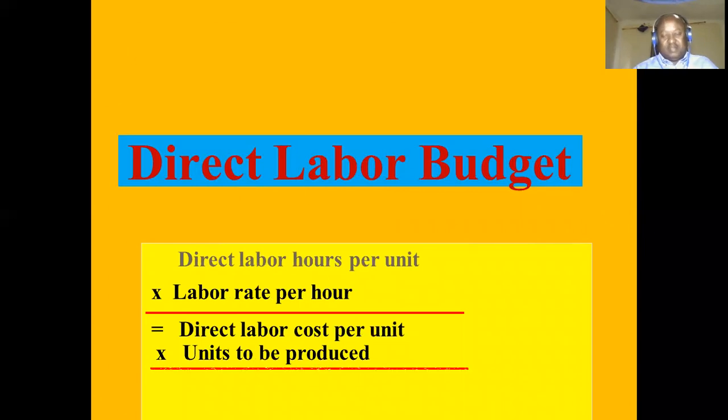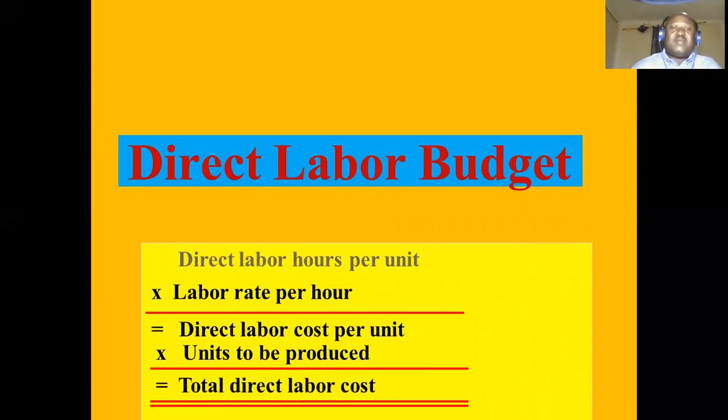Direct labor will be actually calculated as follows. Direct labor hours per unit multiplied by the labor rate per hour. It will result in direct labor costs per unit. Then multiplied by units to be produced, it will give us a total of direct labor costs.